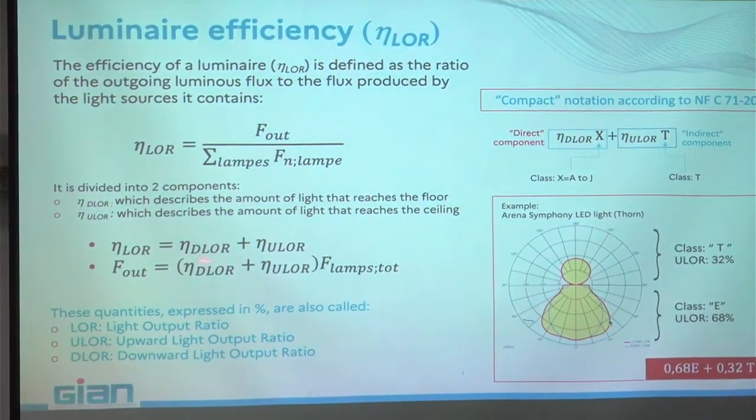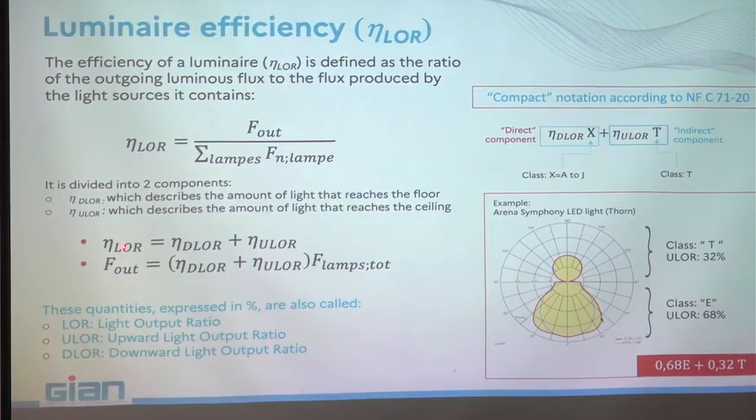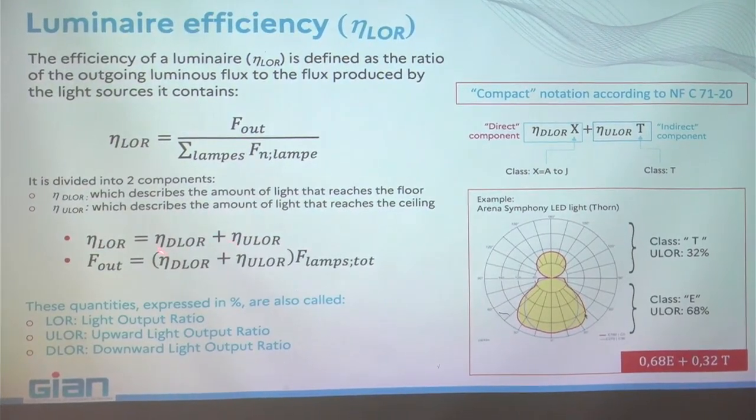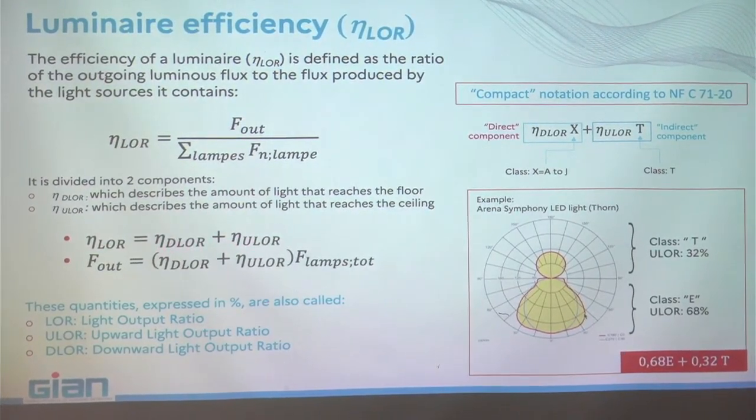Note that the sum of the two efficiencies, downward and upward, may be less than 1. This is usually the case, because some light is trapped inside the fixture and will never come out. Okay?